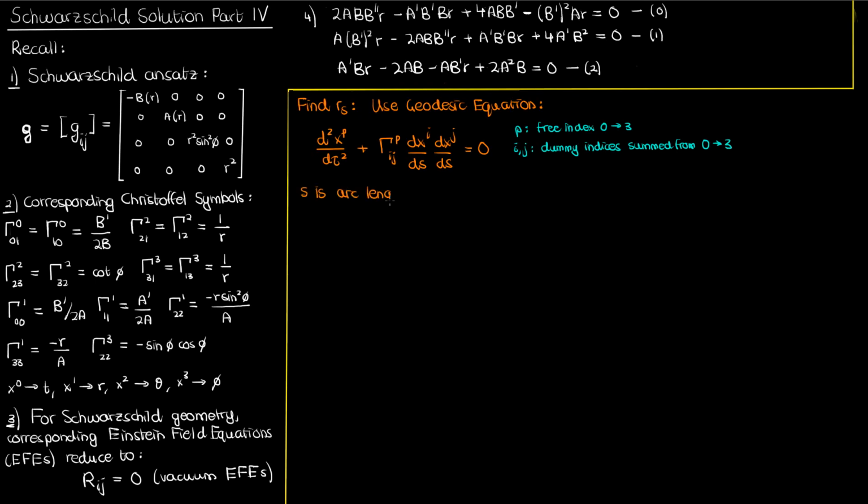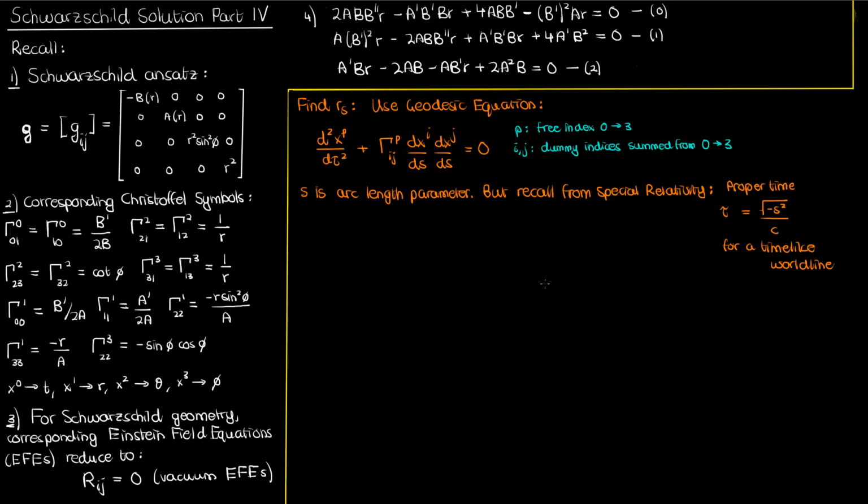Now, s, if you remember, is the arc length parameter. This is the form of the geodesic equation that we get if we parameterize our world line with respect to arc length. But if you remember from one of my videos on special relativity, you can write the proper time tau directly in terms of the arc length of a time-like world line via this equation. Of course, we expect any particle to locally follow a time-like world line, so in terms of the arc length, the proper time the particle experiences is directly related to the arc length, aka the space-time interval, with an additional factor of c, the speed of light in vacuum, in the denominator.